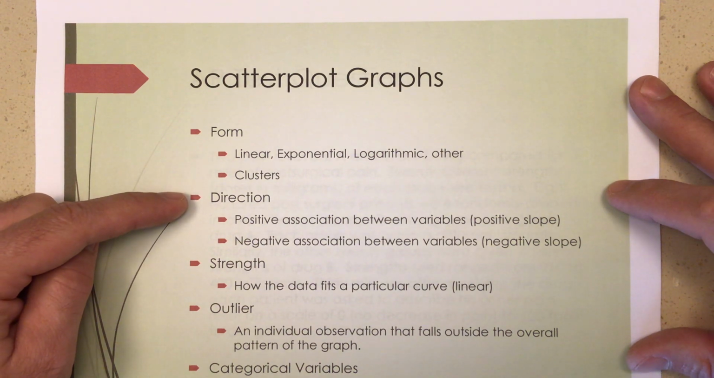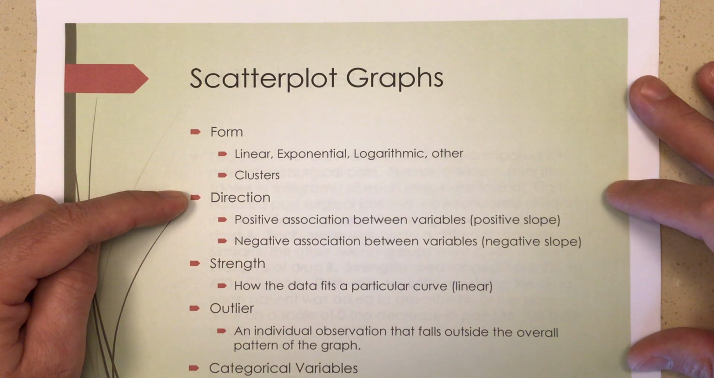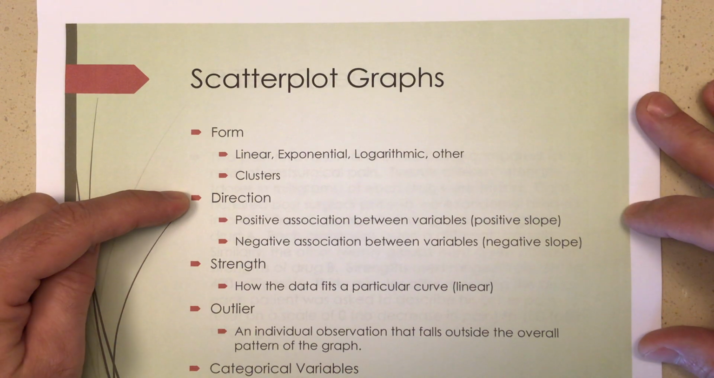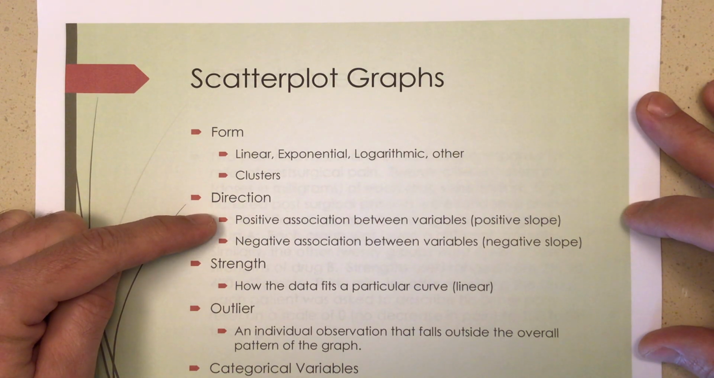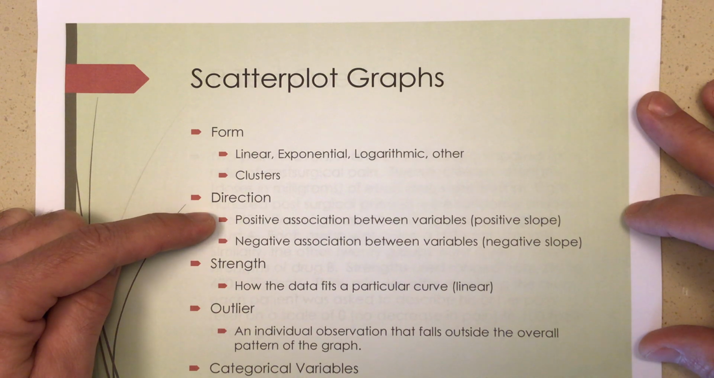Okay, after form, you want to look at the direction of the relationship. There's basically two choices here. You can say there's a positive association, right? That means as the x variable increases, the y variable also increases. It can be increasing in a linear method or in a curved manner. It doesn't matter, it's just you're seeing increase together.